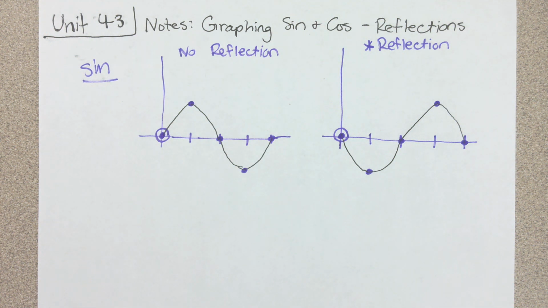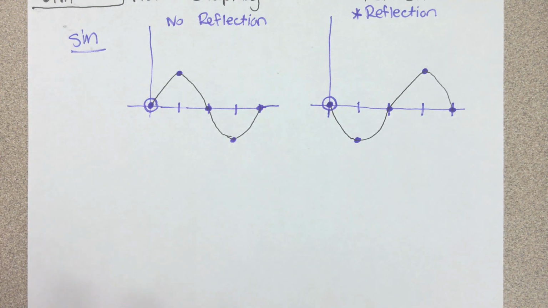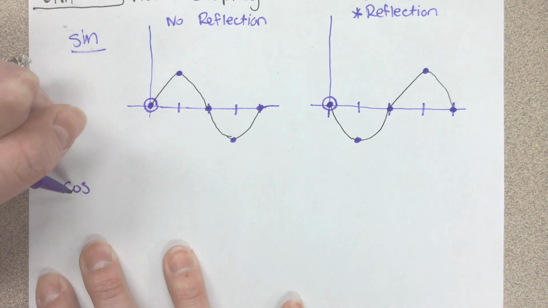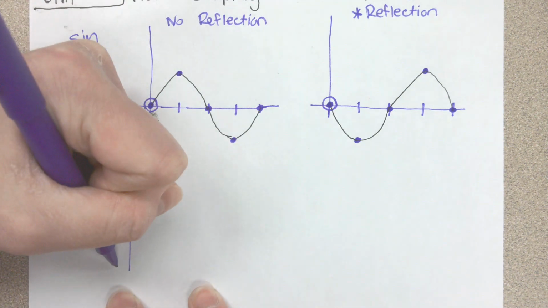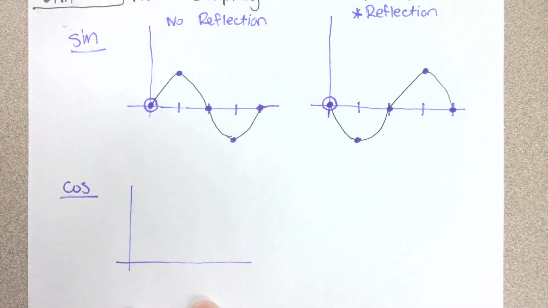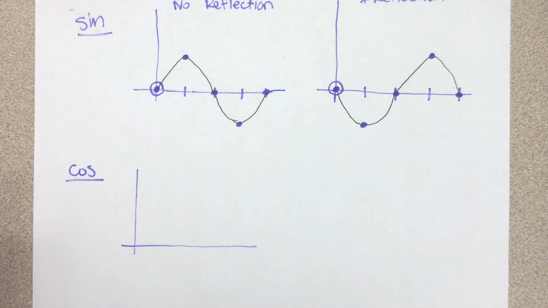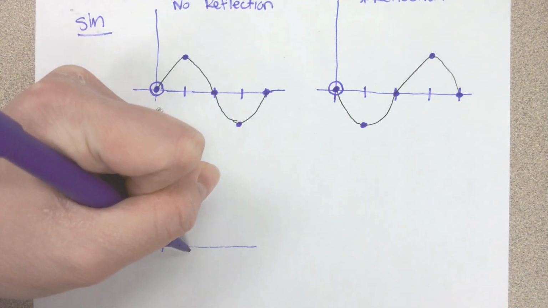The change you can see is quite minimal. You just have to pay attention, that's really it. Just make sure you notice that there's a reflection there so that you account for it. Let's do the same thing to the cosine graph. Same thing, we'll start with the general graph, what it looks like without a reflection.